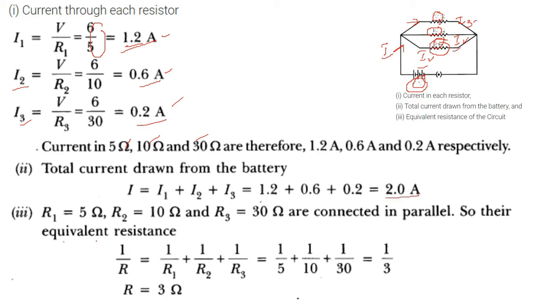Now what are the resistances? R1, R2, R3. Now they are in parallel, so we have to find the equivalent resistance. 1 by R equals 1 by R1 plus 1 by R2 plus 1 by R3, which is 1 by 5 plus 1 by 10 plus 1 by 30. It gives you 1 by 3, and we take the reciprocal. So it becomes 3 ohm.